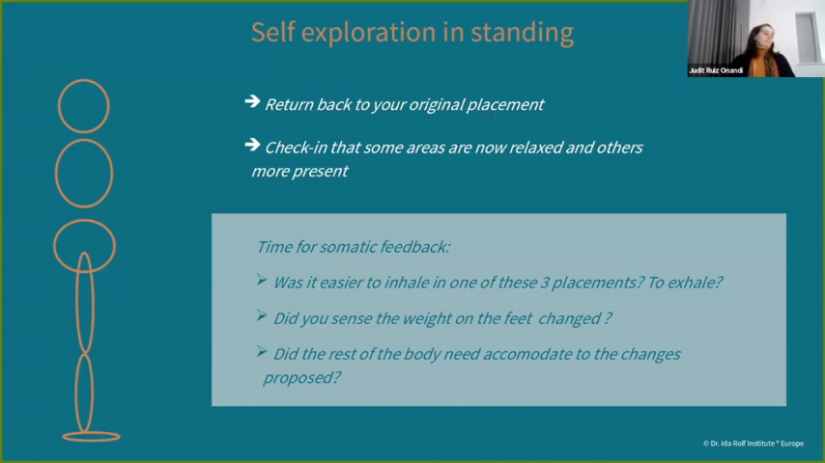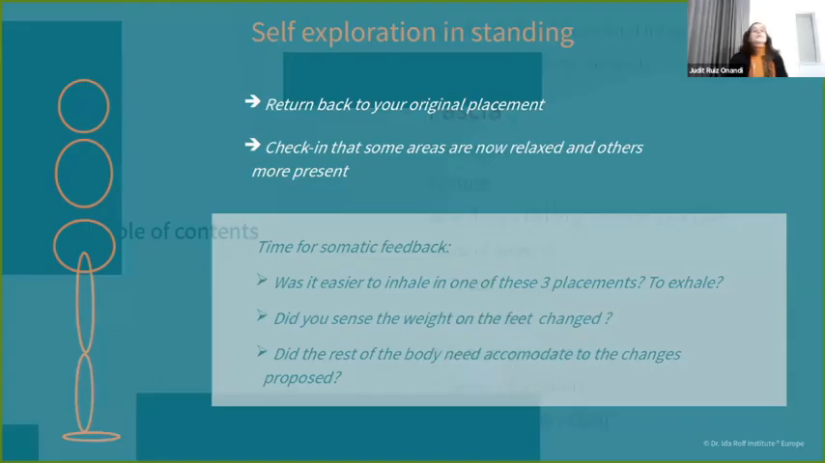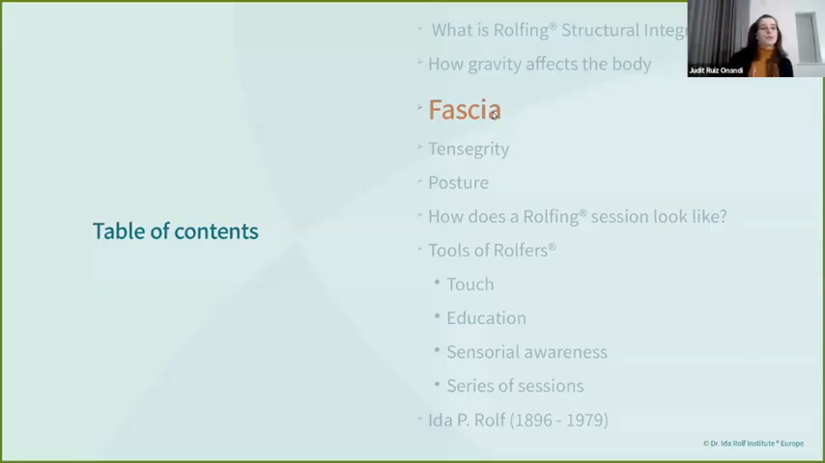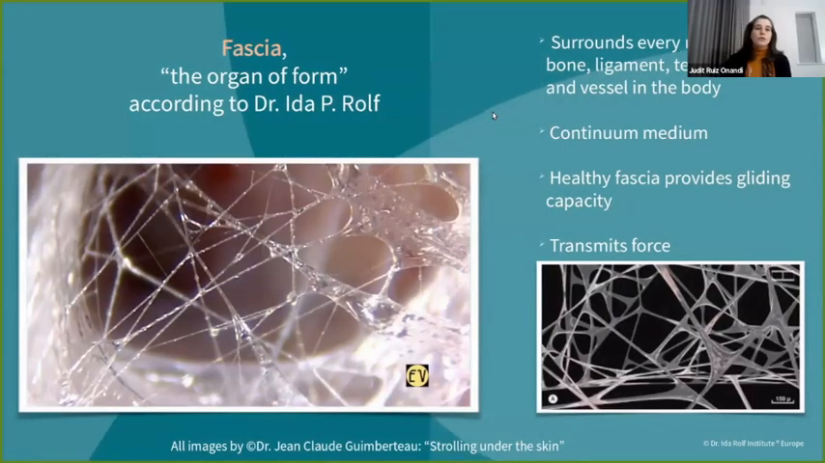Maybe you felt that when we move the upper part of our body forward or back, something needs to be lower to accommodate so I don't fall forward or backwards. And this is better understood if I take into consideration fascia. So fascia, according to Dr. Ida Rolf, was the organ of form.